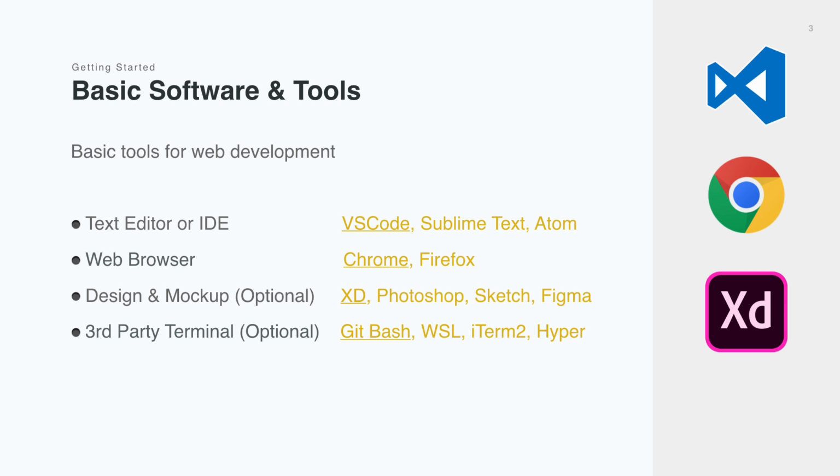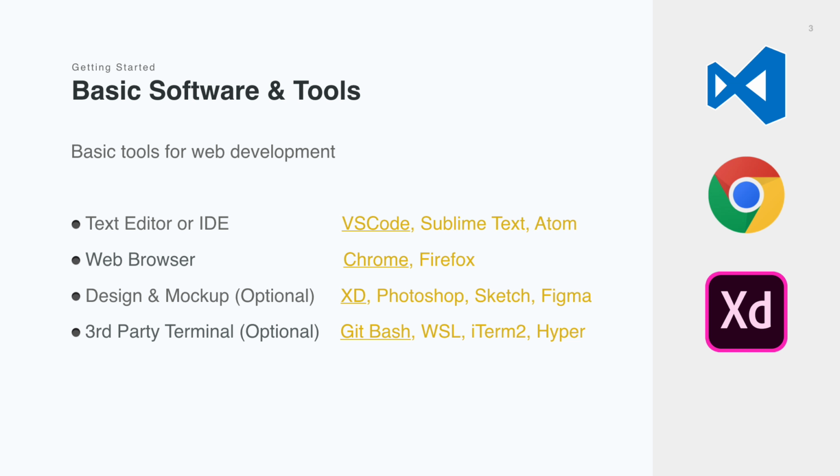So third-party terminal, this is definitely optional because obviously we have a terminal and command line on all operating systems, but the Windows command line isn't great for much to do with web development. Git Bash is a nice little tool you can install that has Unix commands and stuff like that. You also have the Windows subsystem for Linux, which is a bit complicated. I don't use it. Git Bash suits my needs on Windows.